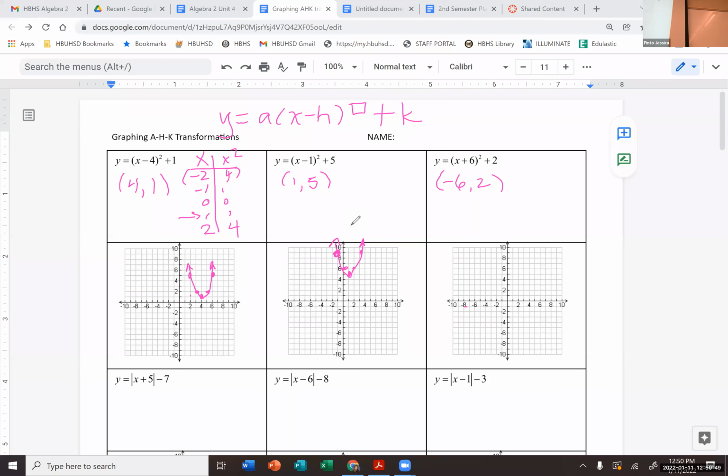Oh, you guys are doing great. You're doing great. Oh, some of you are so advanced and have done the whole page. Incredible.